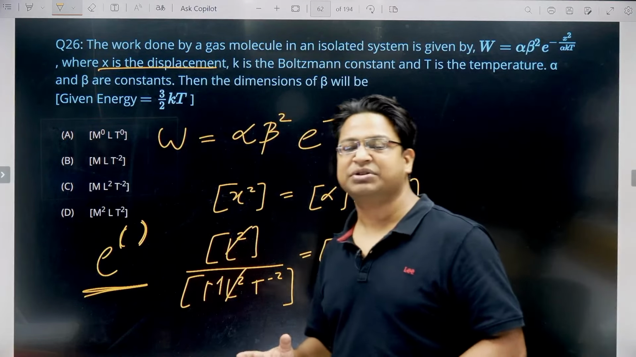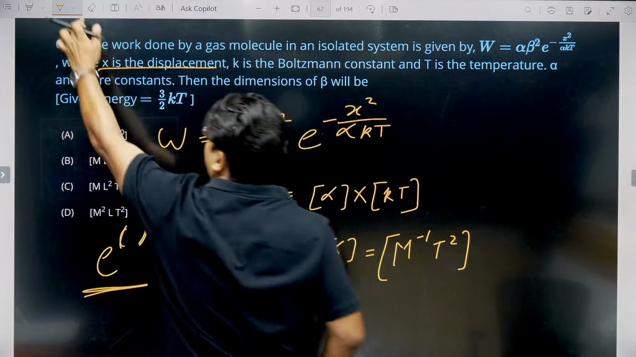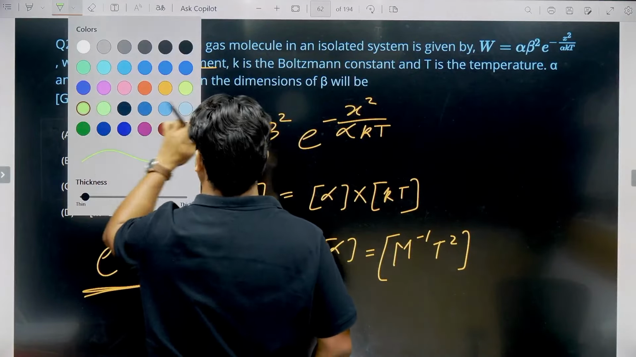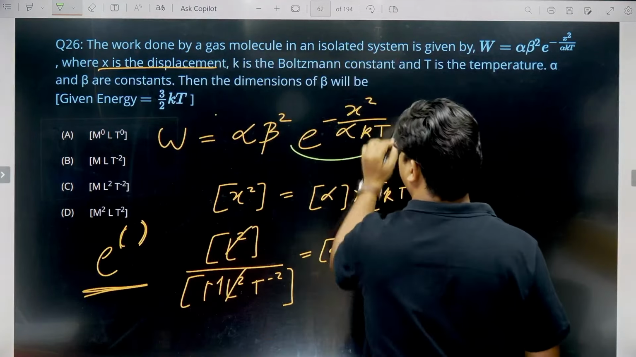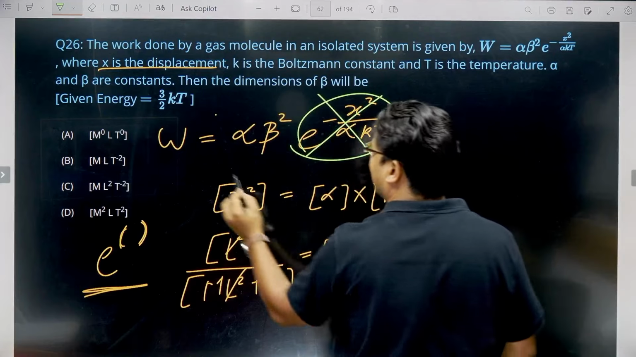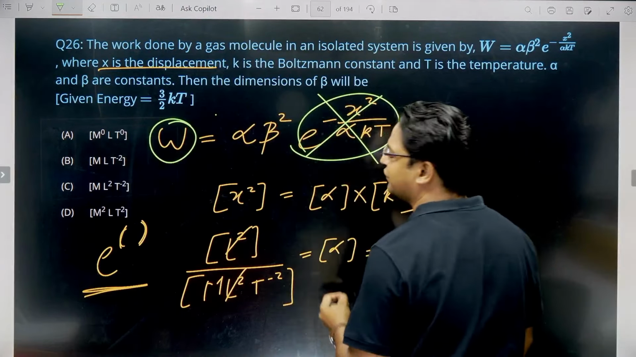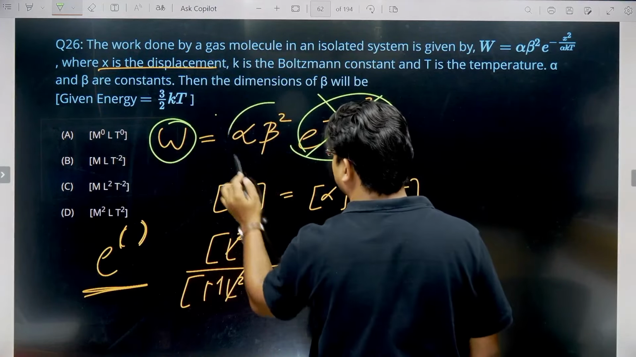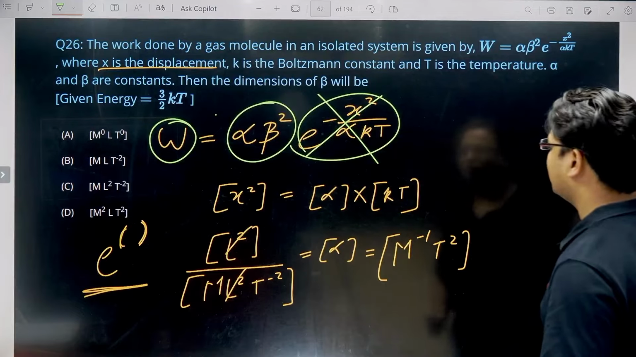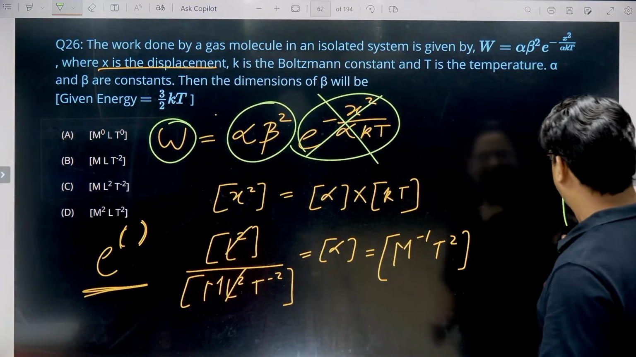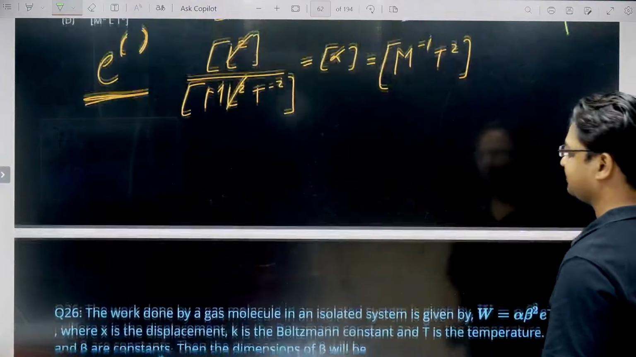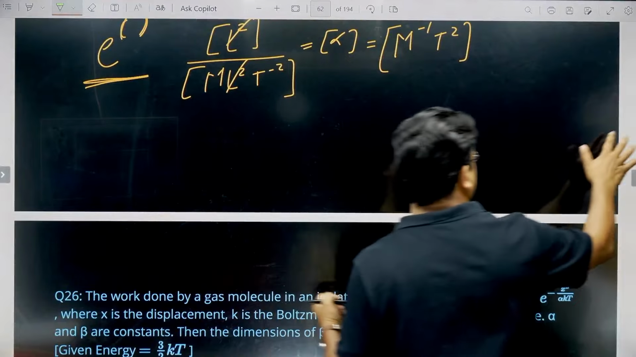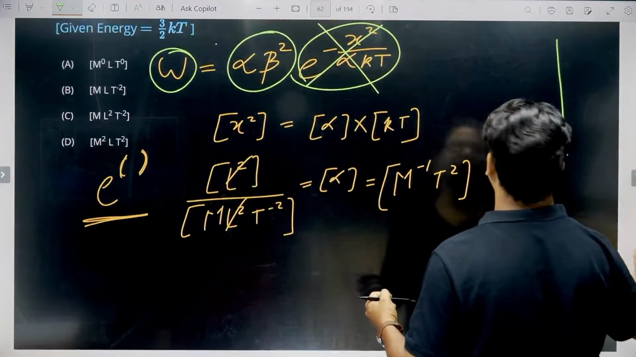But we have been asked the dimension of beta. How are we going to do that? To do that, pay attention to the fact that this is dimensionless, so you can simply ignore it. This is work, so work will have dimensions of energy. So this also needs to have dimensions of energy. It was alpha into beta square, right? Let's just check it. Yeah, alpha into beta square.